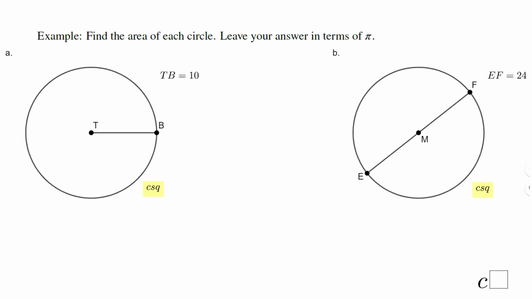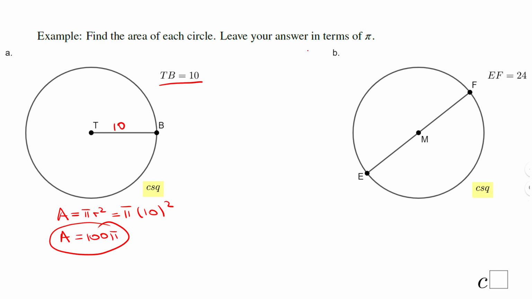In fact, two examples, this one, A and B, and we need to find the area of circle T in the first one, where TB is 10. TB is, if you notice, the radius. So this is just the formula I mentioned a minute ago, pi r squared. In this one, I'm going to replace r with 10, and 10 squared. Following the order of operations, 10 squared is 100. So that is the answer. And we're going to leave it in terms of pi because that's what it says here. In case you need to approximate, you're going to need a calculator and approximate based on how you are asked.